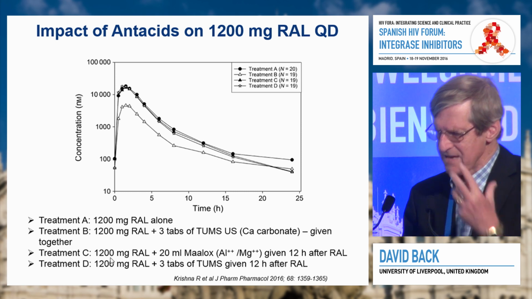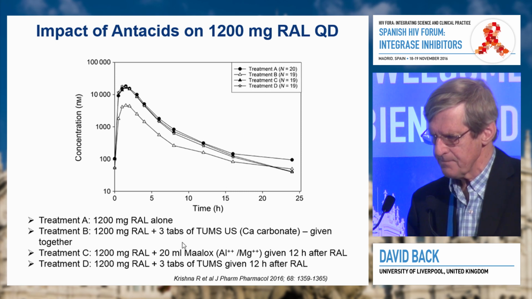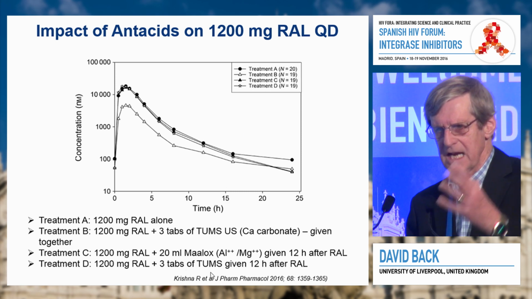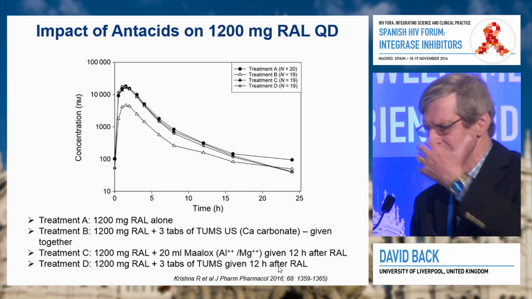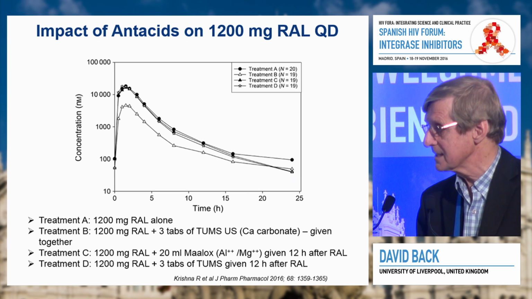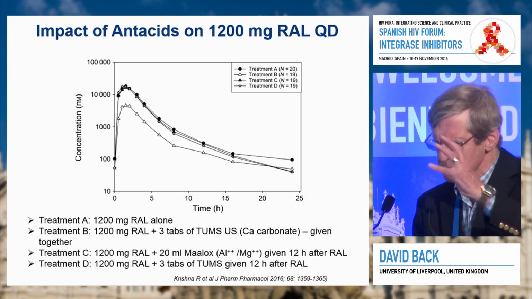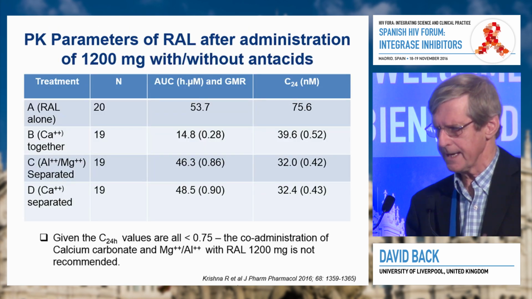But also, even separating raltegravir once daily from Maalox, which is aluminium magnesium, or from calcium carbonate, given 12 hours afterwards, the trough concentration goes down. Not the overall exposure very much, but the trough concentration goes down. How much by?